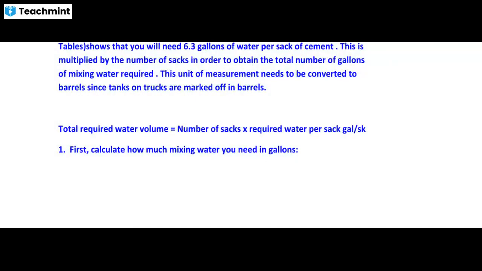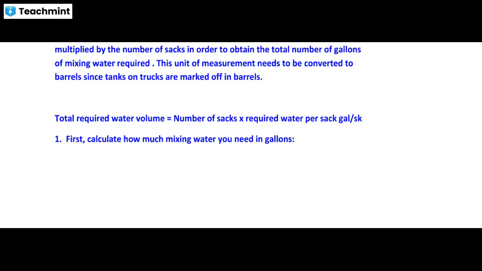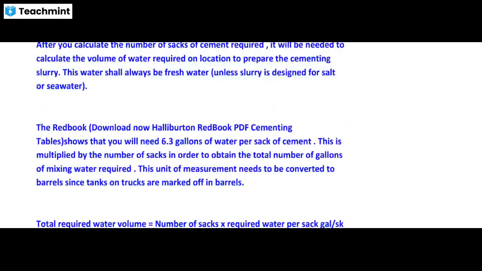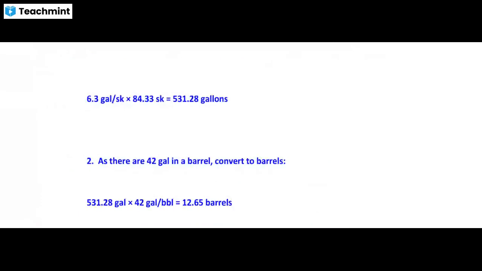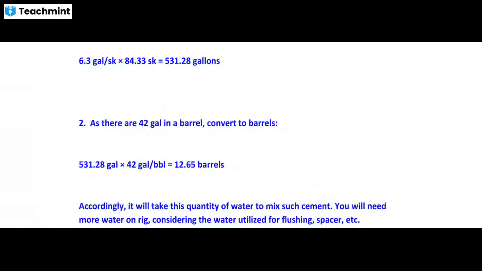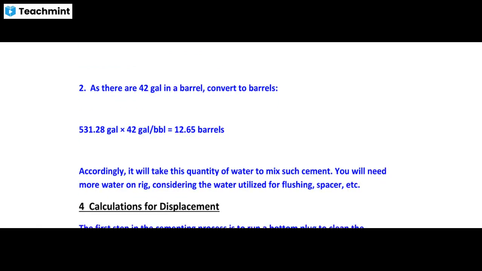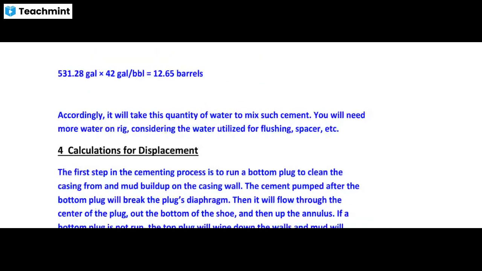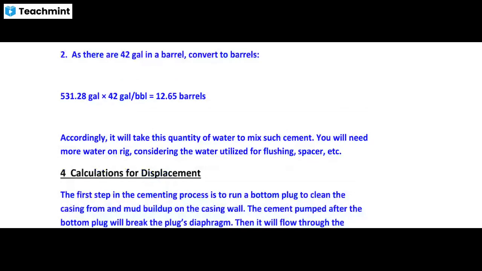So first you have to calculate how much mixing water you need in gallons. Now you can see here 6.3 gallons times 84.33, you get 531.28 gallons. Therefore, converting gallons into barrels, you divide 531.28 by 42 gallons per barrel, and you get a total of 12.65 barrels. So that is your quantity of water to mix the cement. You will need more water on the rig considering the water utilized for flushing, spacer, etc.